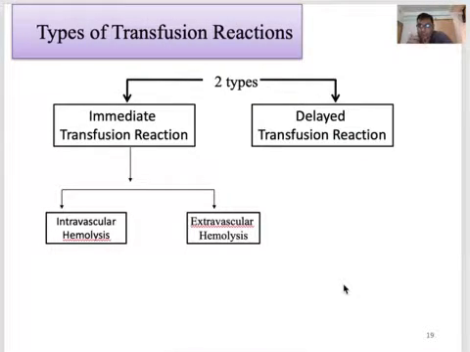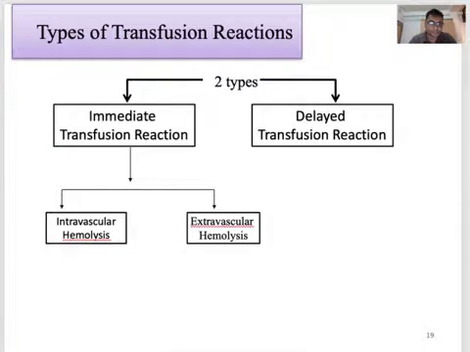Transfusion reactions can be classified into two types: immediate transfusion reactions and delayed transfusion reactions. Just by the name, you can guess that immediate transfusion reactions occur immediately after the transfusion, but the delayed transfusion reactions occur later, maybe after 3 days or 7 days of the transfusion.